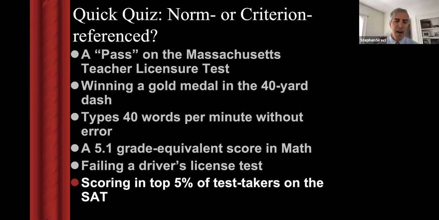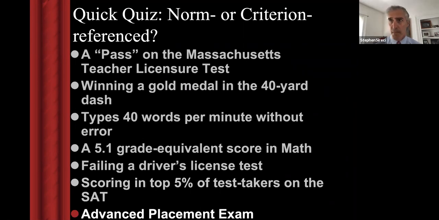Scoring in the top 5% of test takers on the SAT. Everybody wants to be in the top 5%, right? Problem is, not everybody can. Quick math question. What percent of people could be in the top 5%? So obviously that's norm referenced because we're now referencing someone's performance with respect to the whole distribution, the percentile. So anytime you see a percentile or a grade equivalent score, you know you're in the world of norm referenced testing.